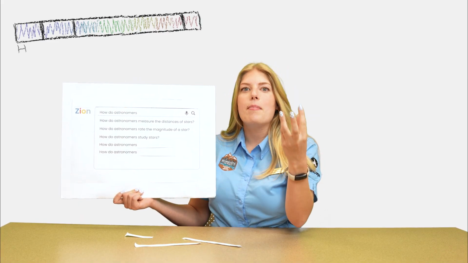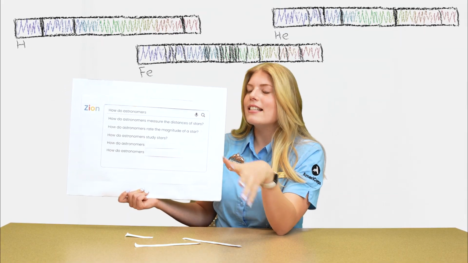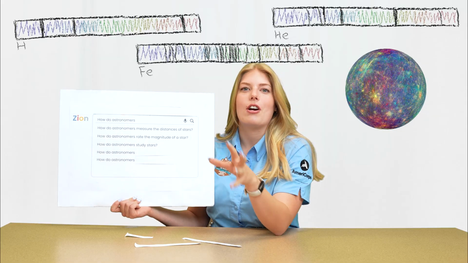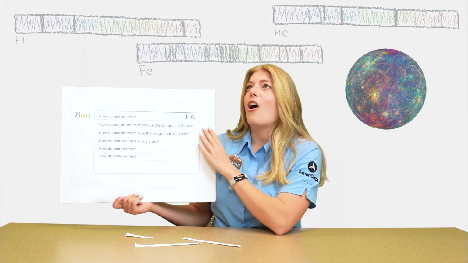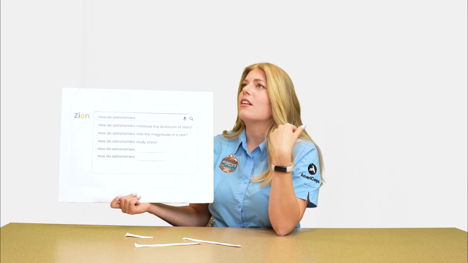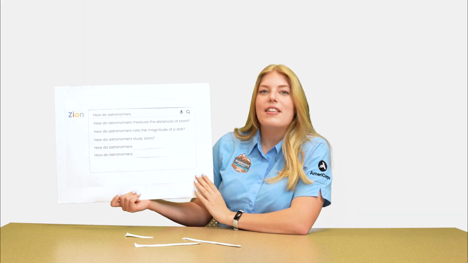So different elements absorb and emit different colors of visible light. So by seeing what colors the stars do or do not give off, we can figure out what they're made of. We can also look at X-rays, infrared, UV, all these different other waves to try to figure out what's going on with the stars.